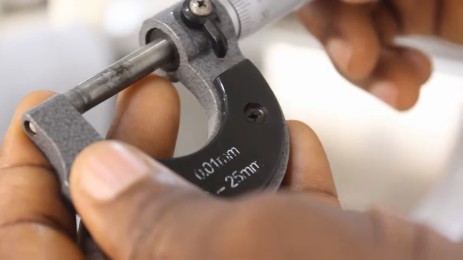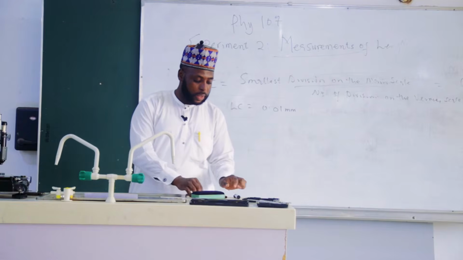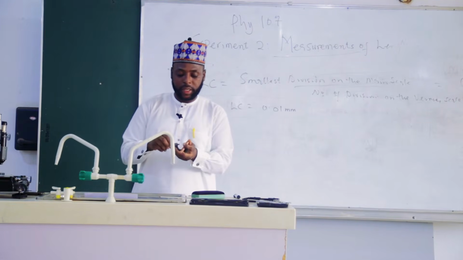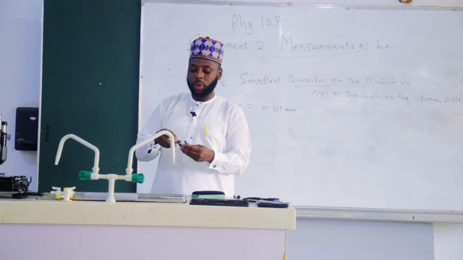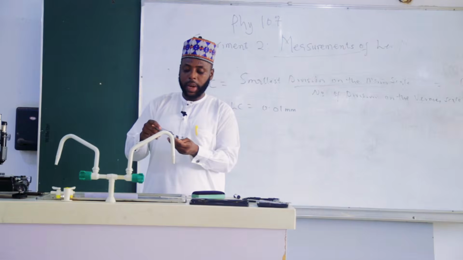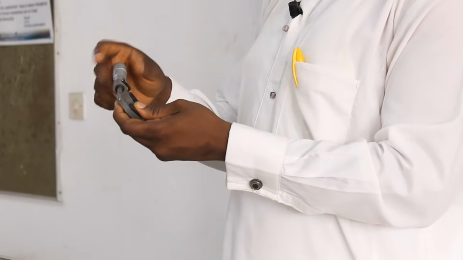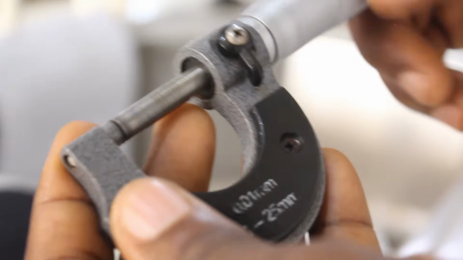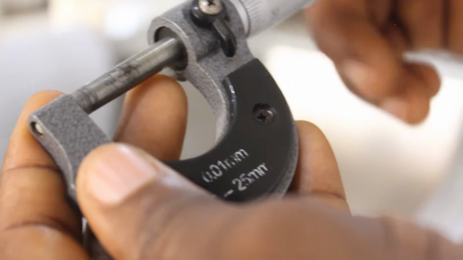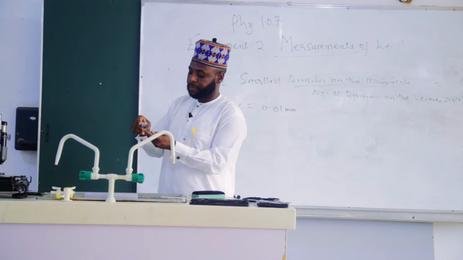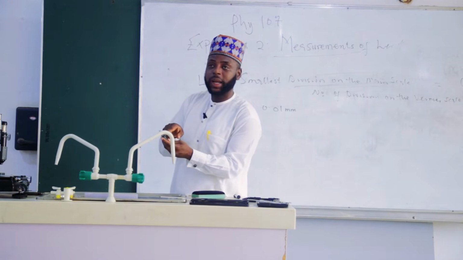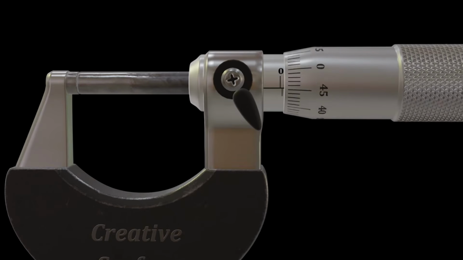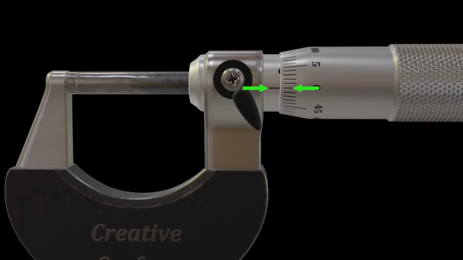Now that we know the least count, we can get our measurement of the outer diameter of this cylinder. The first thing we need to do is to close the micrometer screw gauge to get the zero error on the instrument. We want to note the line on the datum line, which is the horizontal line on the main scale, that coincides with the line on the vernier scale.